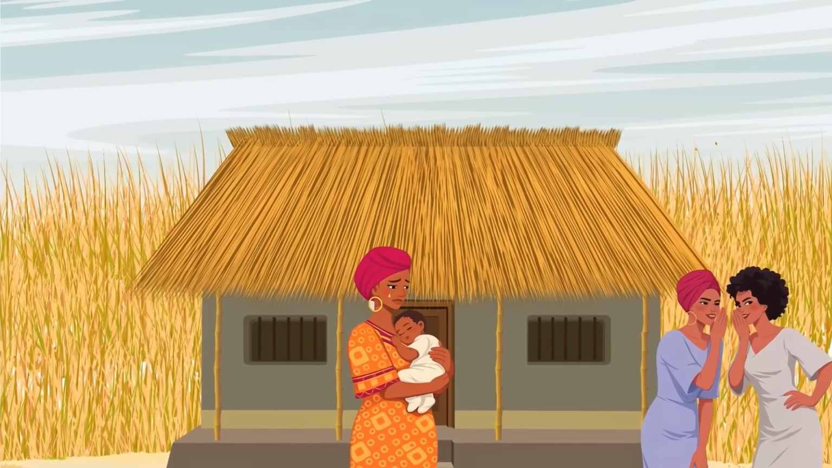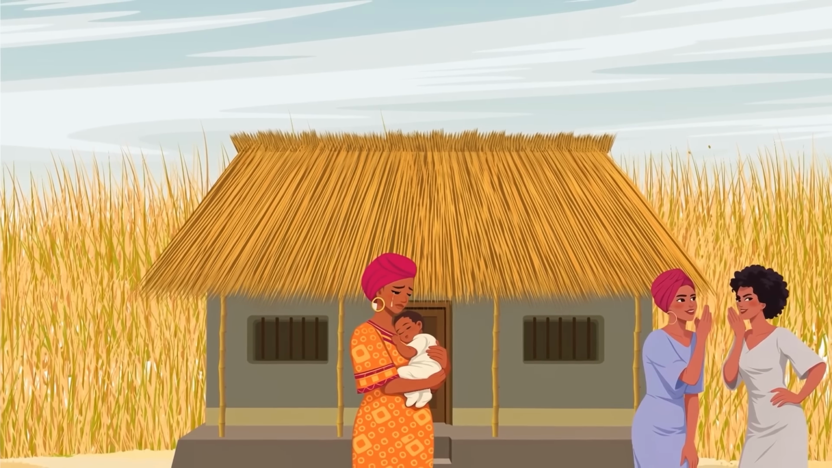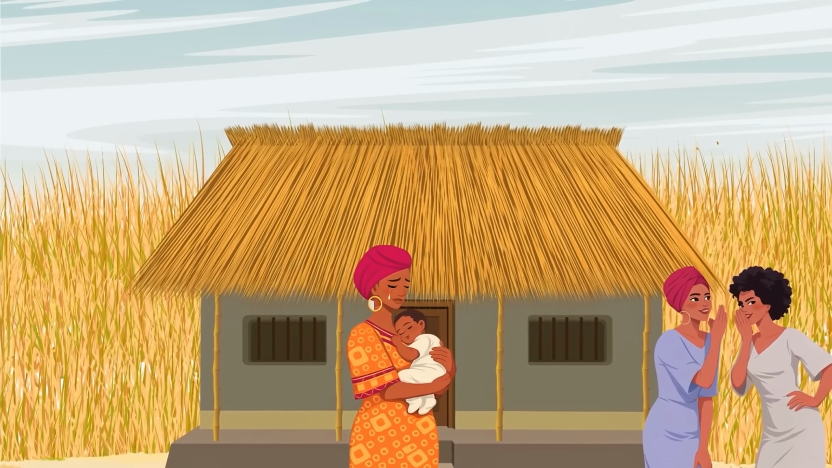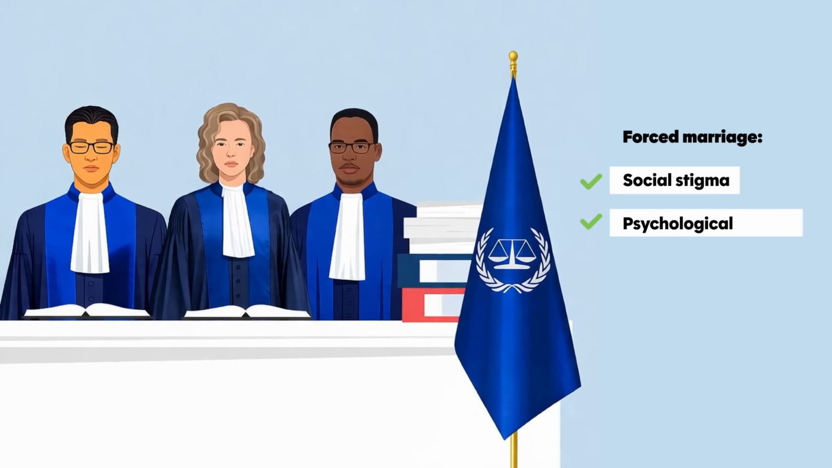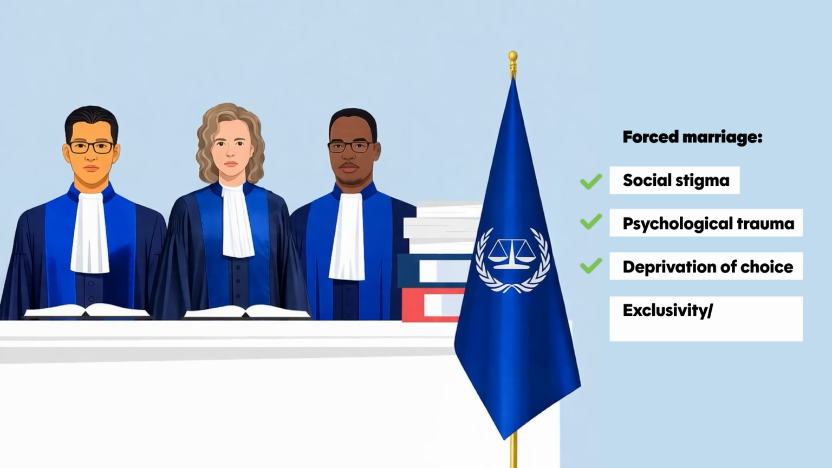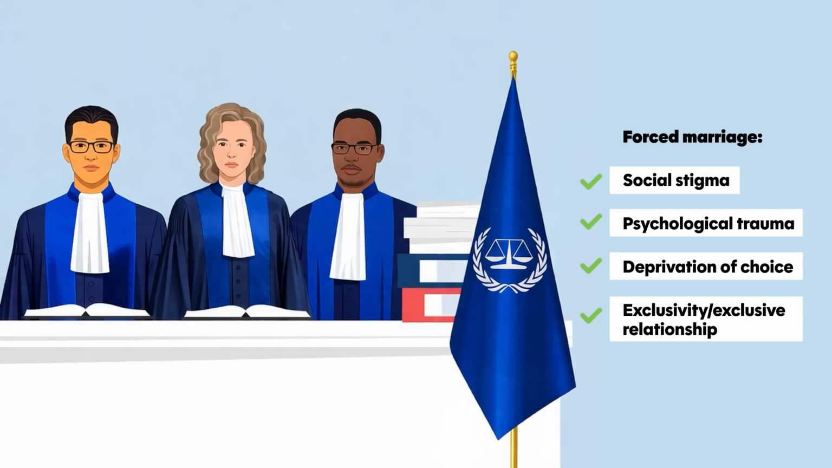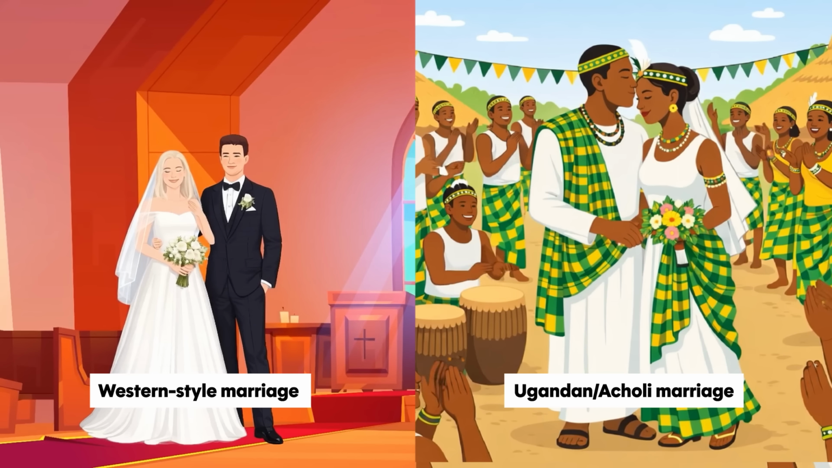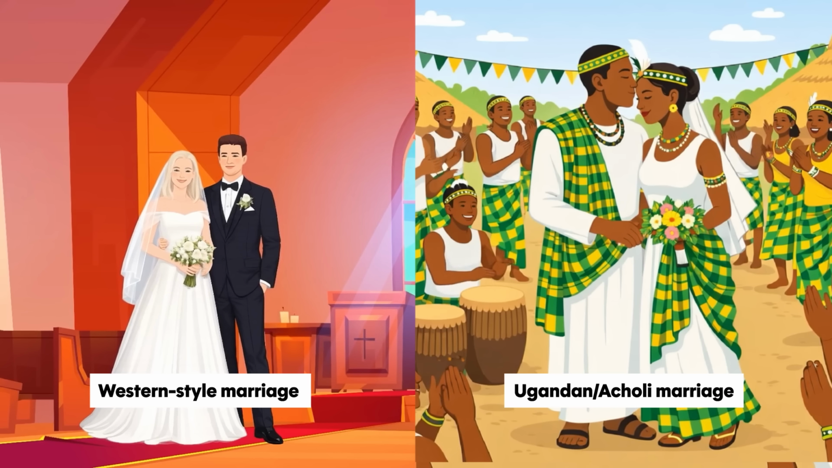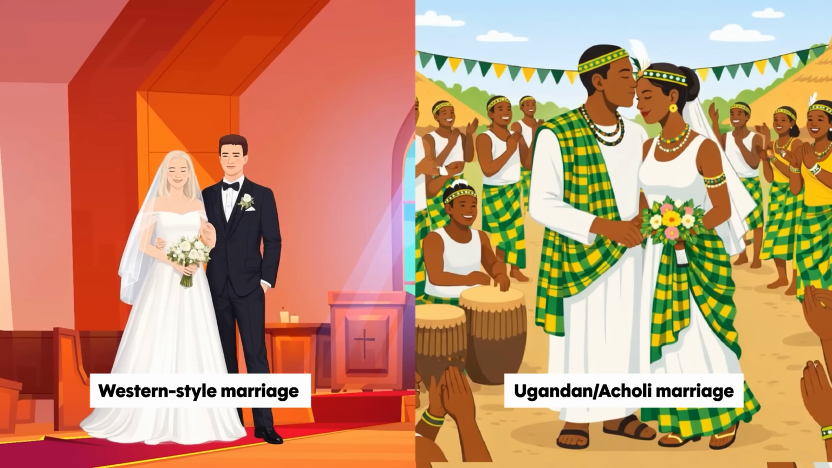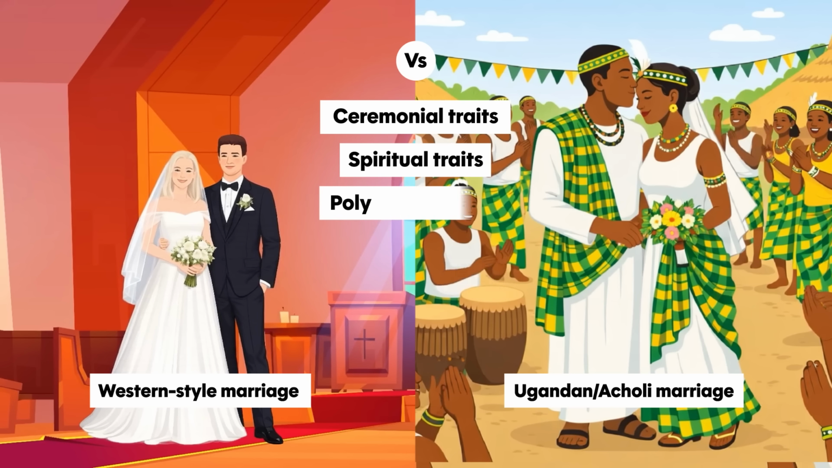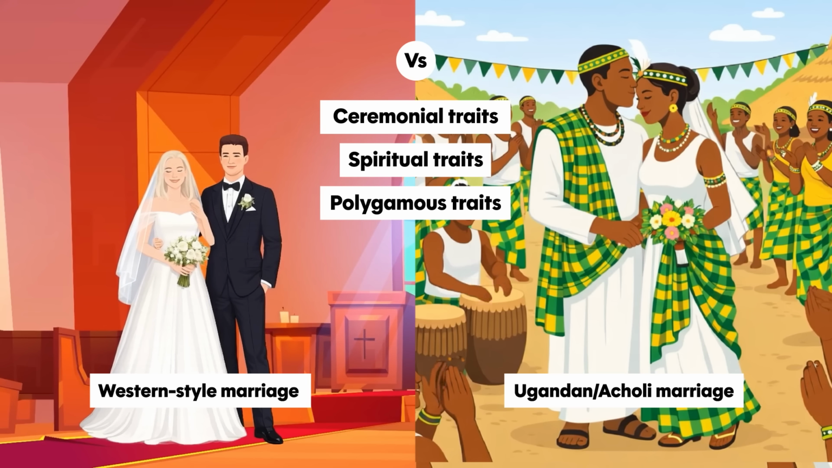Testimony showed that all LRA returnees faced stigma, and the main hardship was returning with children, not marital status. Judges relied on a forced marriage checklist rather than exploring Acholi marriage customs, missing key context. Their emphasis on exclusive conjugal relationships leaned on Western marriage concepts, disregarding Ugandan and Acholi marriage customs, which have certain ceremonial, spiritual, and polygamous traits.